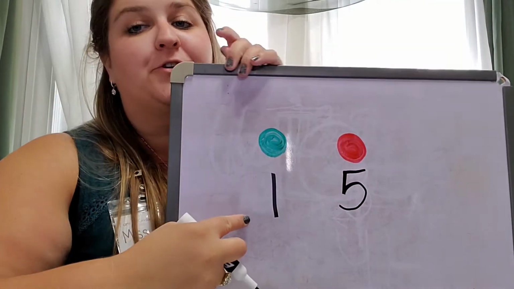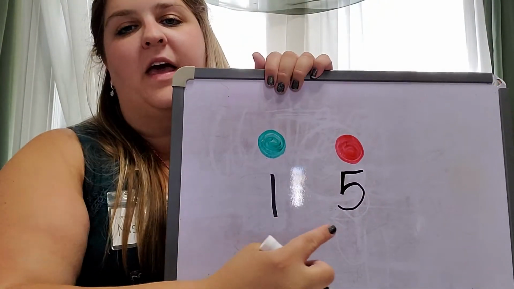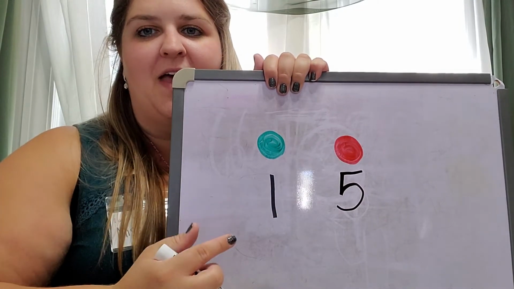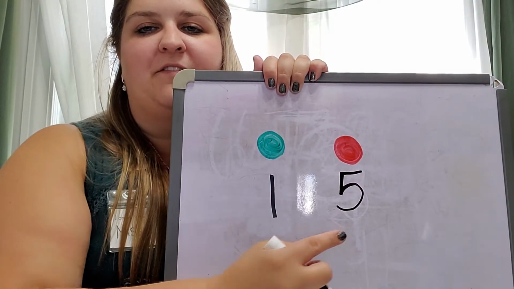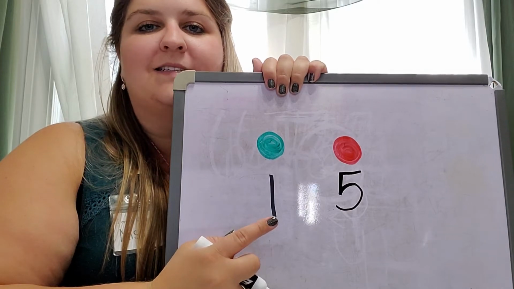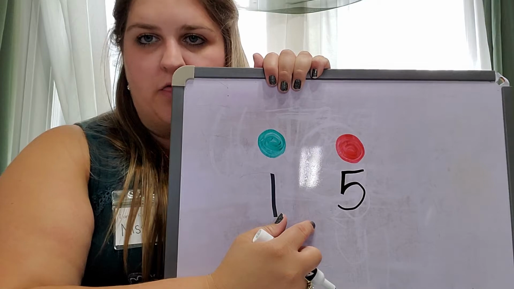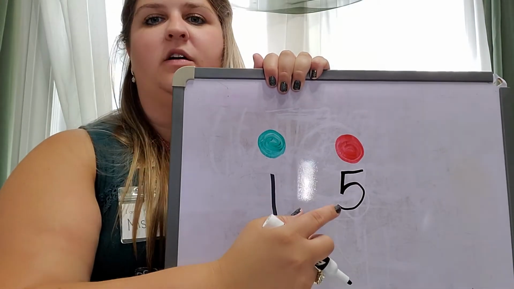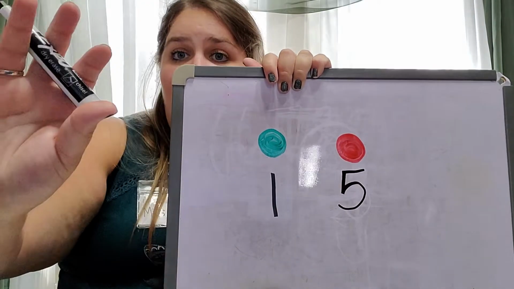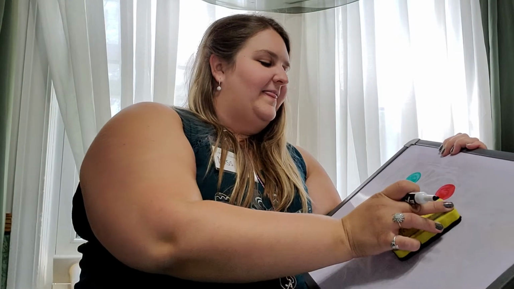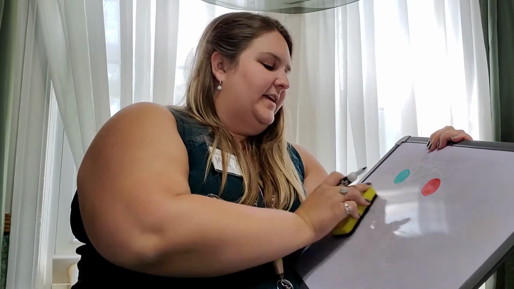So now our green light number is 1 and our red light number is 5. So let's try and go farther. Let's start at 1 and end at 5. Ready, set, count. 1, 2, 3, 4, 5. Stop! Nice job. Let's erase both numbers now. Let's try something a little bit harder. Do you think you can try it?